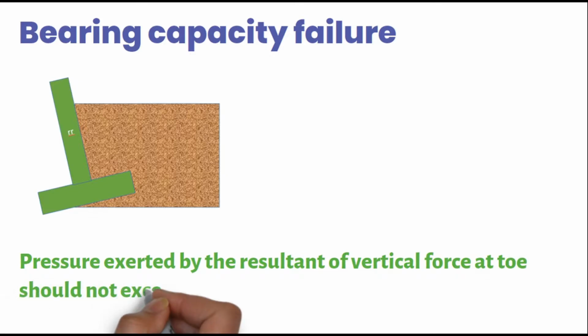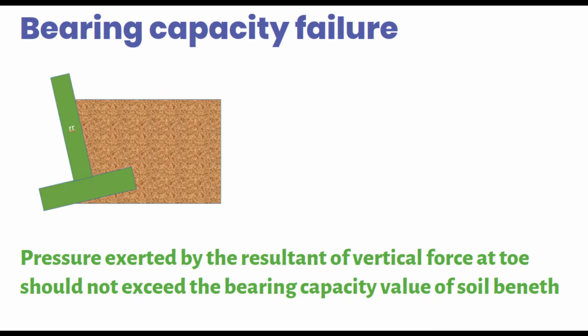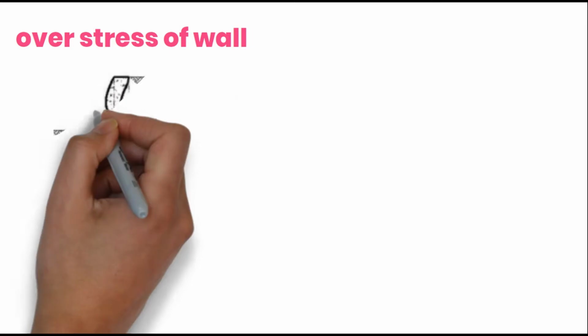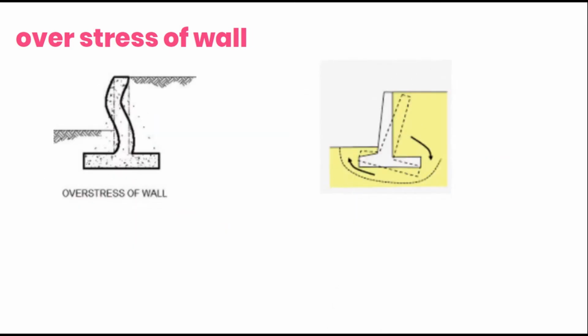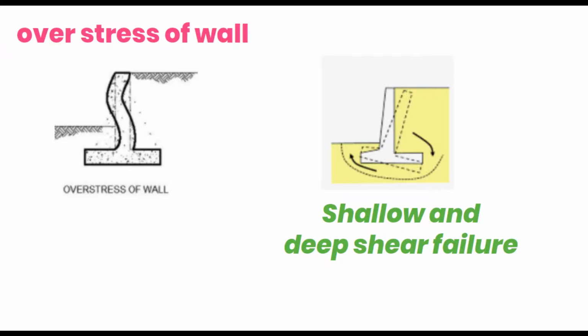area and the self weight. The pressure exerted by the resultant of vertical force at the toe should not exceed the bearing capacity value of the soil beneath, because the bearing capacity has to be taken into consideration while designing the structure. The next major type of failure is overstress of the wall. The wall may bend like this due to the stresses coming on the wall, and there is another type of failure called shallow and deep shear failure. It is just as shown in this particular figure.